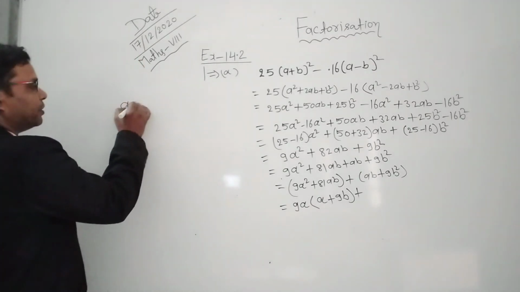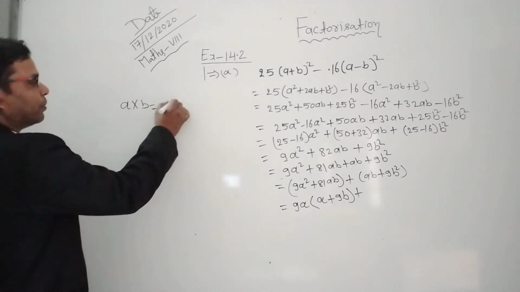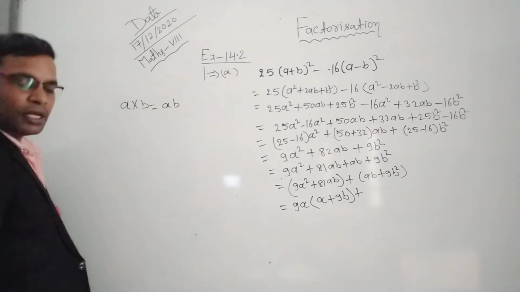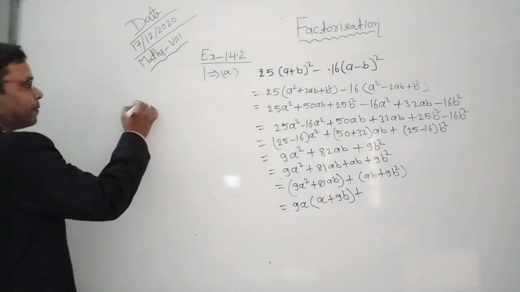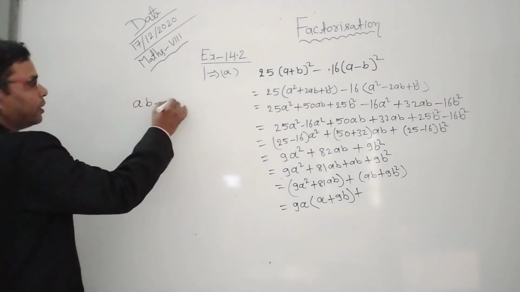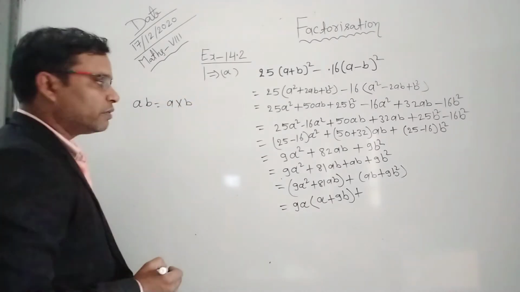You can write AB as A into B. AB is equal to A into B. In this way you can express AB as a product of irreducible factors.